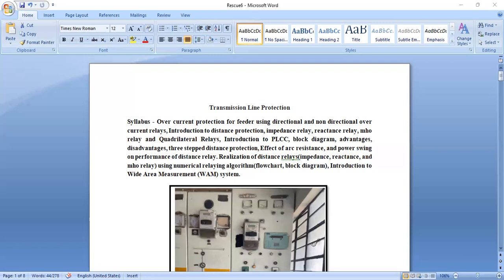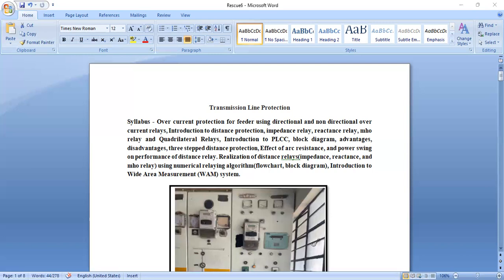So similarly for the transmission protection. What is the meaning of the transmission protection? Why the transmission protection? It is very, very important. The transmission line has a large length and it is exposed to different atmospheric conditions. So the chance of occurrence of faults is more.